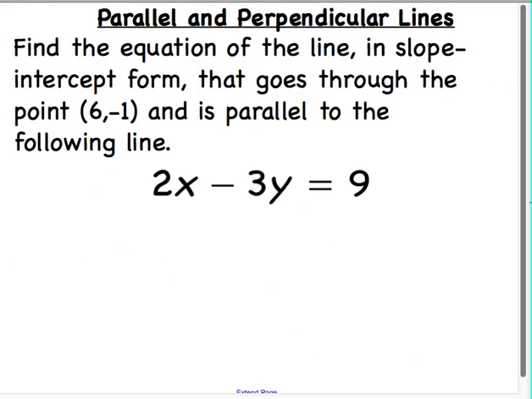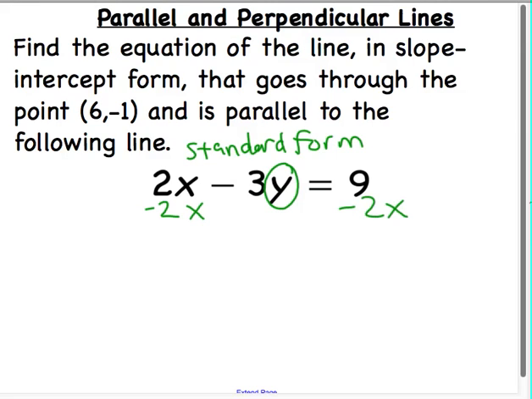Moving on. Just a couple more problems. In this case, this is in standard form. So we can't just find the slope that easily. What we need to do is somehow solve for y so that it's in slope-intercept form. I'm going to do that by subtracting 2x from both sides. So I get -3y equals 9 minus 2x. And I'm going to divide each side by -3.